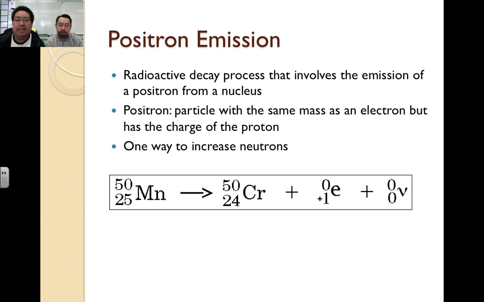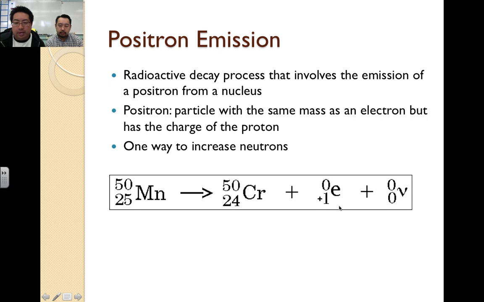Positron emission. This is the decay process that results in a positron leaving the nucleus. A positron basically has the same mass as an electron, but has the charge of a proton. And it's another way to increase neutrons if the ratio is deficient in neutrons.